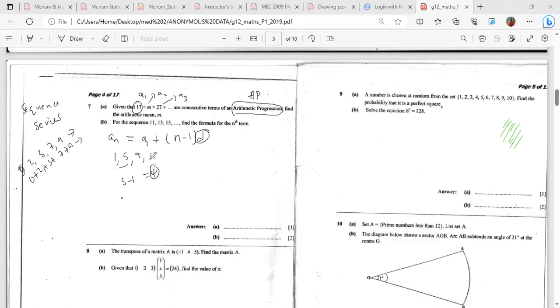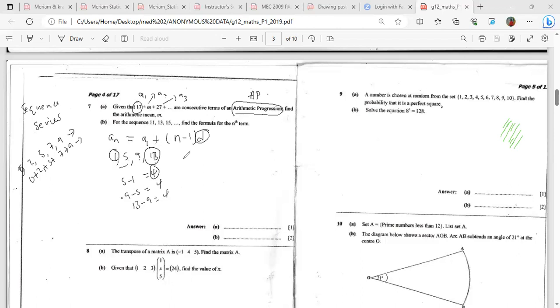If you want, you can get 9 minus 5, it will give you 4. If you want, you can get 13 minus 9, it will give you 4. But don't get this one minus that.